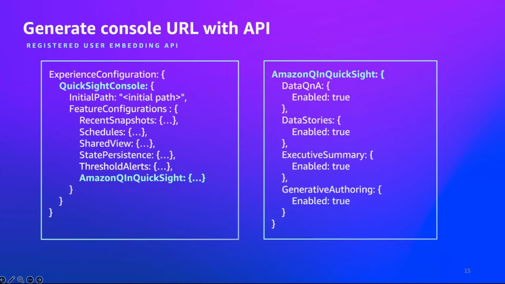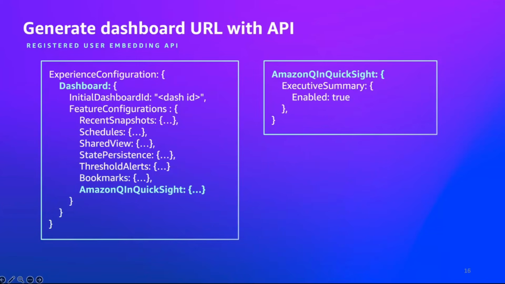And while this example is for the embedded console, here is another example for an embedded dashboard. So it's the same generate embed URL for registered user API call, and we still have to define an experience configuration. But instead of the QuickSight console, we're now choosing the dashboard option. Notice how the dashboard has very similar options for the feature configurations. And just like with the console, there's now a new option for Amazon Q in QuickSight. However, while this parameter had 4 possible options for the embedded console, the only option to enable for the embedded dashboards is executive summary.